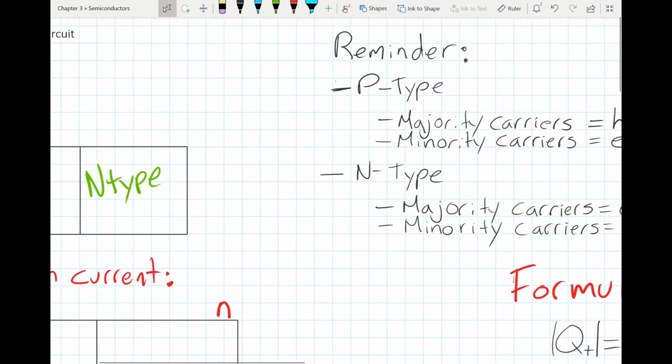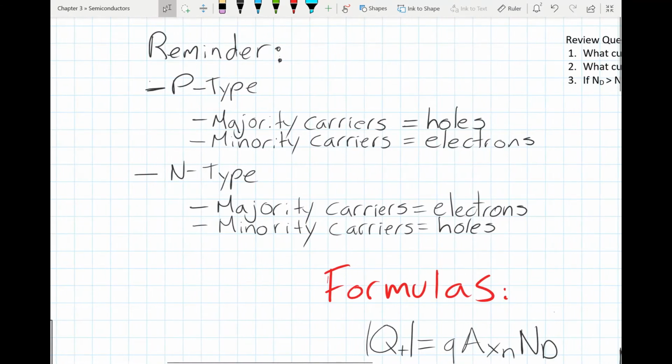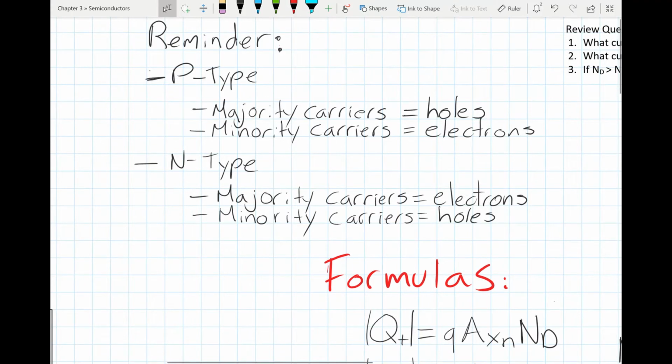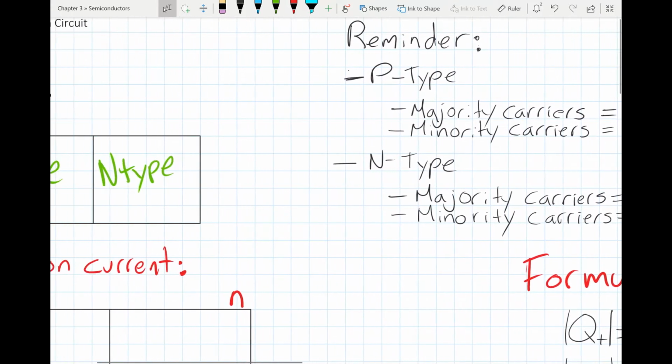Just as a reminder, a p-type semiconductor has majority carriers as holes, and the minority carriers in a p-type semiconductor are electrons. For an n-type semiconductor, the majority carriers are electrons and the minority carriers are holes.